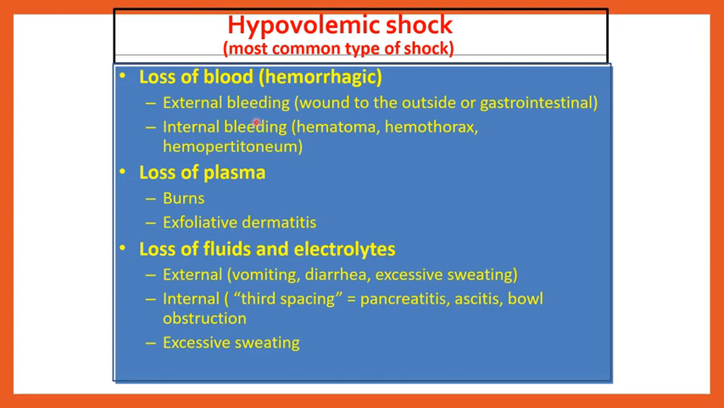The first and most common is loss of blood or hemorrhage. This is because of external bleeding or internal bleeding. And then loss of plasma because of burns and exfoliative dermatitis. And then loss of fluids and electrolytes, which may take place externally, that is vomiting and diarrhea, and internally, that is third spacing, which is because of pancreatitis inflammation. These conditions will lead to loss of fluid from the body, and then excessive sweating.